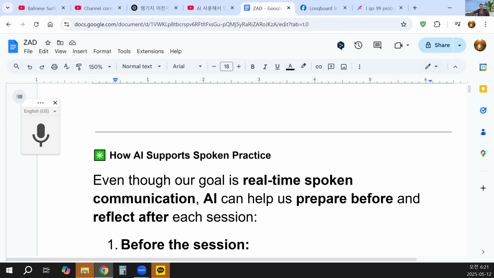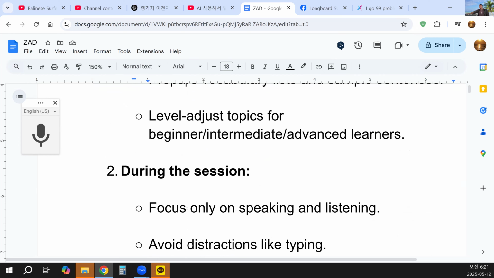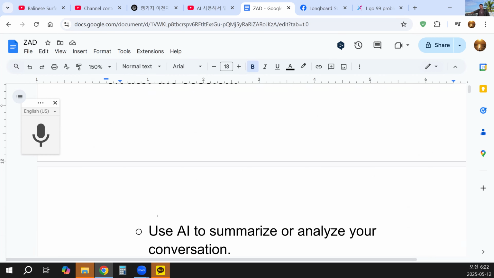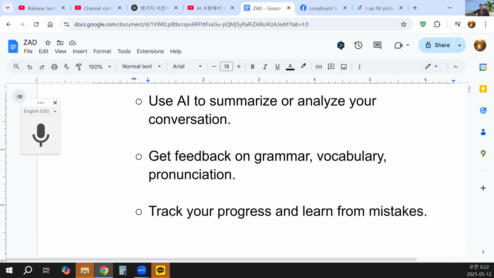And then how AI supports spoken-based exchange. Even though our goal is real-time spoken communication, AI can help us prepare before and reflect after each session. Before the session, use AI to choose the general conversation topic, prepare a vocabulary list and sample sentences, and adjust topics for beginner, intermediate, advanced learners. During the session, focus on your speaking and listening. Avoid distractions like typing. Use tools like Google Doc voice typing or voice messages to support real-time communication. After the session, use AI to summarize or analyze your conversation, and get feedback on grammar and vocabulary. Track your progress and learn from mistakes.